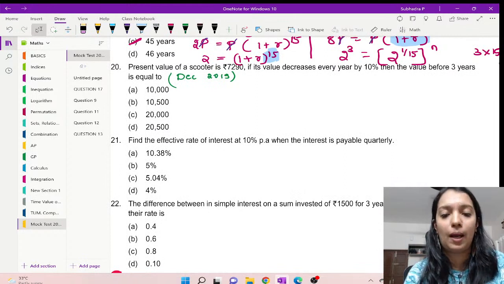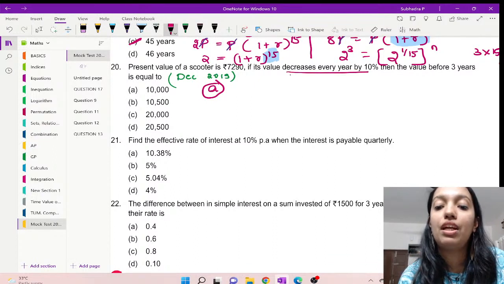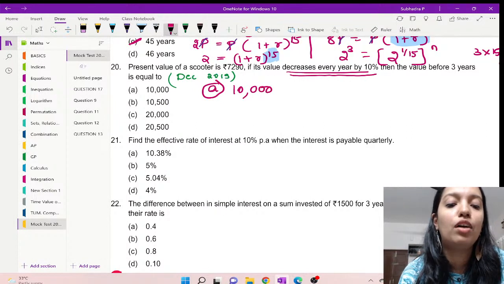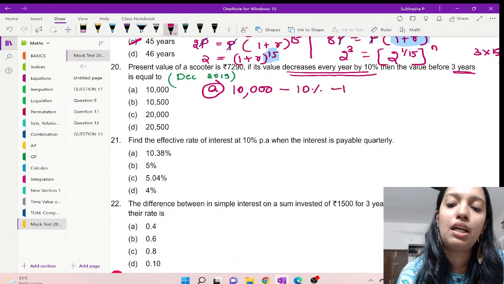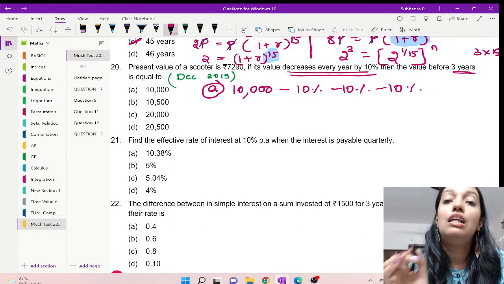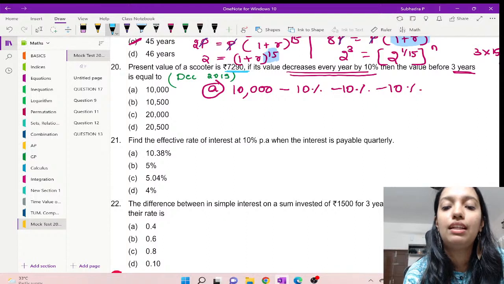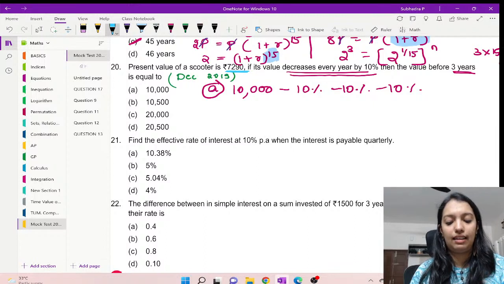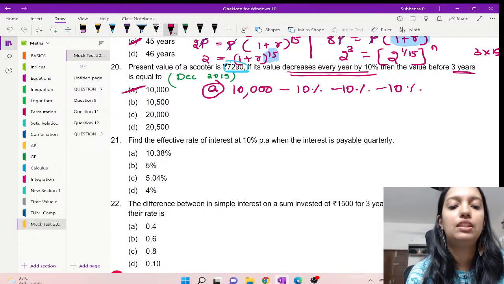Let me start with option A. Trial and error method. Decreases every year by 10%. That means 10,000 is the initial value we have assumed. Every year for 3 years, minus 10%, minus 10%, minus 10%. Do this in the calculator. Check whether you are getting the answer as 7290. If you get it, then 10,000 is the answer. If not, go for the next one. So take your calculator, 10,000 minus 10%, minus 10%, minus 10%. I am getting the answer as 7290. So the correct answer for this question is option A.